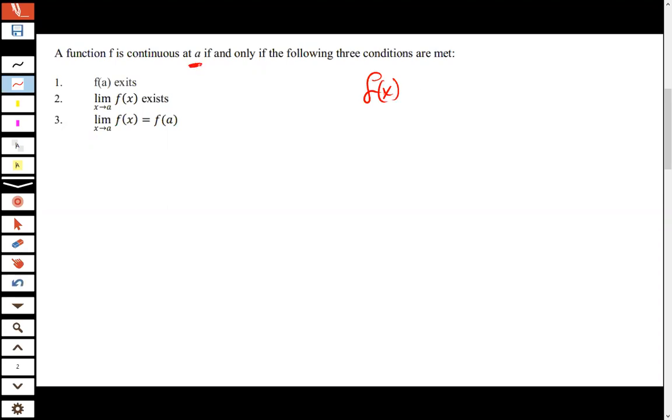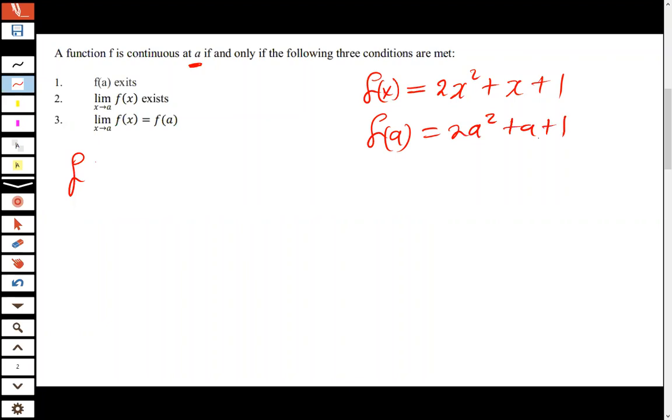So the first thing that you need to check is whether f of A exists or not. And how do you find f of A? Remember, when I taught you functions, let's say you have f of x is equal to 2x squared plus x plus 1, then they ask you to find f of A. This means that you're going to be replacing x with A. So you have 2A squared plus A, then plus 1.